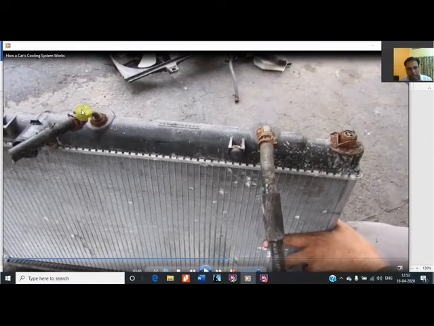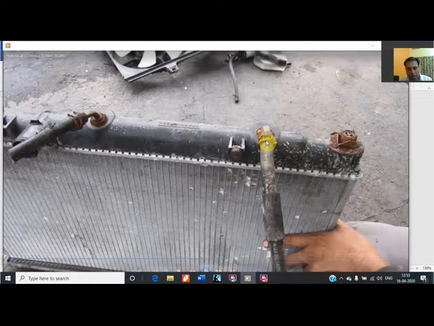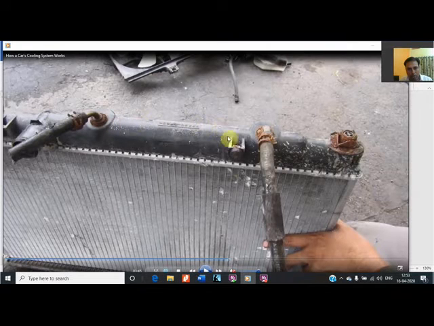What else he is showing, that at the bottom header there are two pipes. If they are using the automatic vehicle, automatic transmission is there, then a quick cooling is required for cooling the transmission for longer life of the transmission. That's why two hoses are given at the bottom.